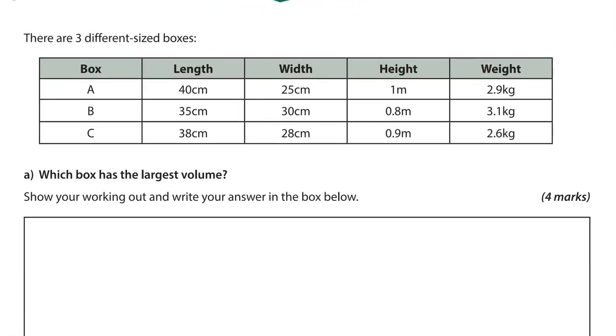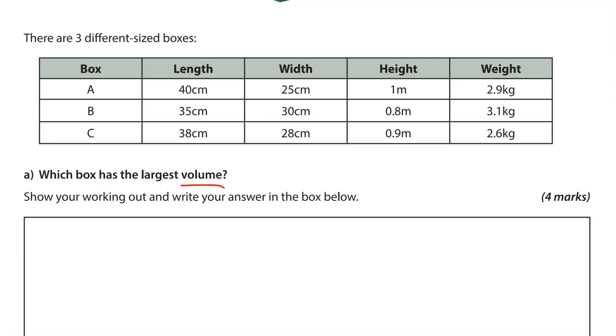So we've got box A, B and C with different dimensions, length, width, height and weight. We need to work out the volume, so we're going to have to ignore the weight. We don't need the weight. So multiplying length by width by height should give us the volume for each box. We just need to make sure we've got the same unit for all the different dimensions. So we've got length being 40 centimeters, width 25 for box A, whereas height is 1 meter.